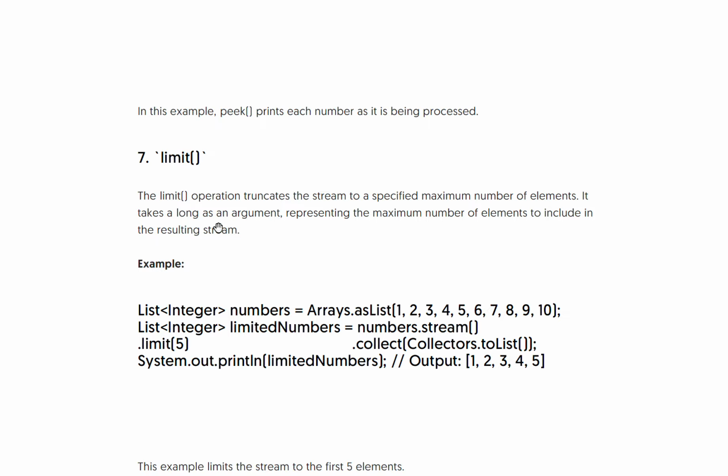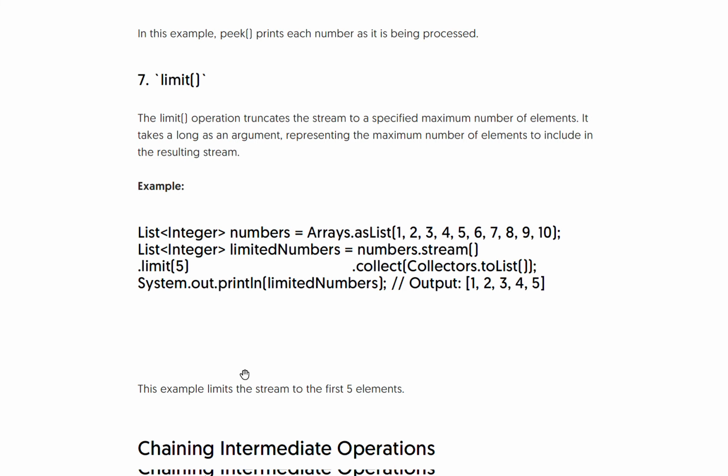It takes a long as an argument representing the maximum number of elements to include in the resulting stream. If we give the count 2, it is going to print up to 2, and after that it will skip the remaining elements. Here in this example, we have created the stream from a list, and then we have limited the numbers using the limit method up to 5. It will accumulate the result after limiting. What is the output here? 1, 2, 3, 4, 5, because we limited to a count of 5. Up to that it will print, and the remaining elements will be skipped.